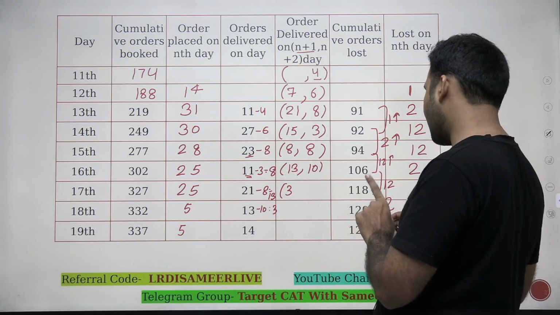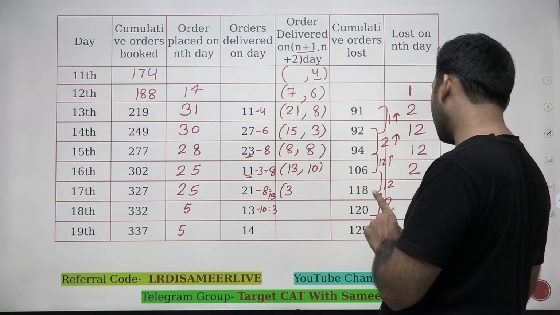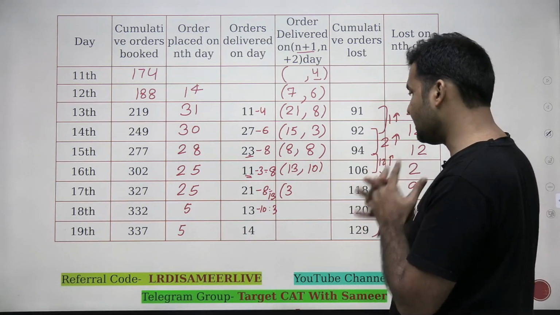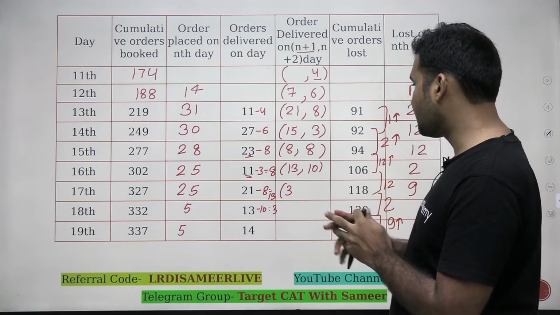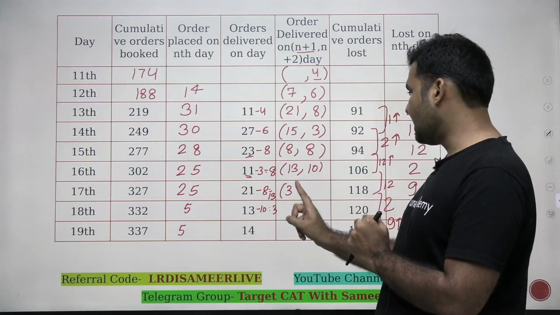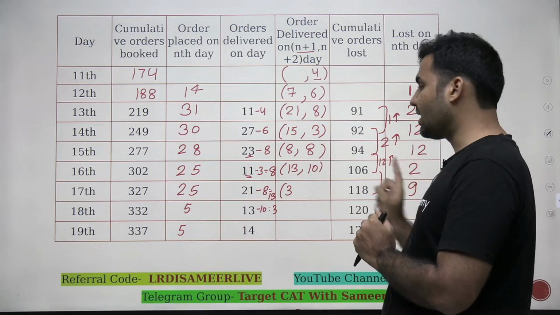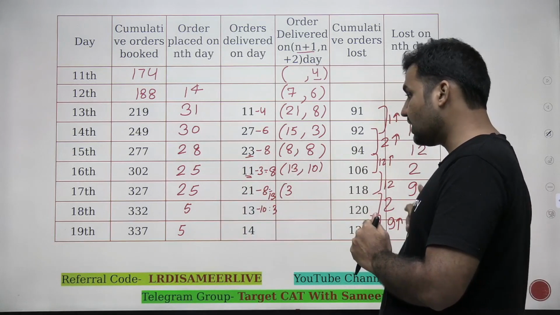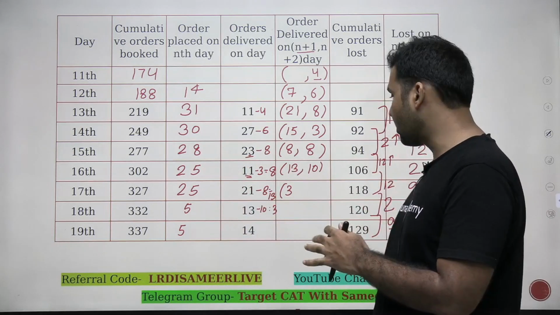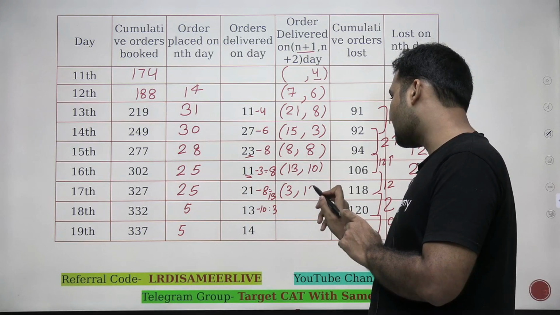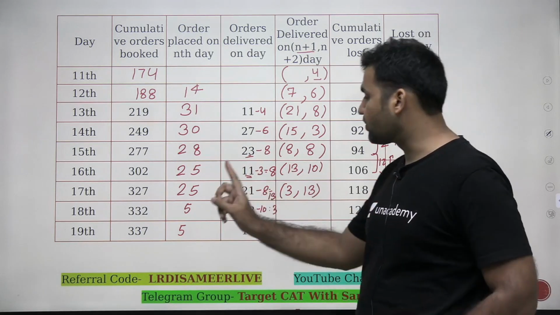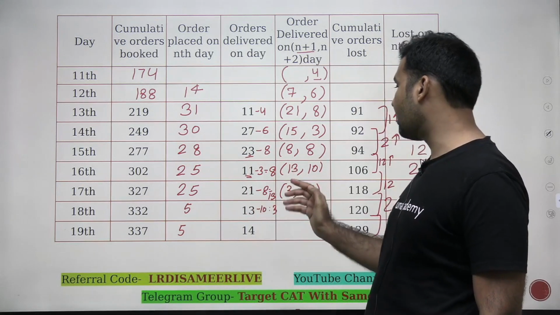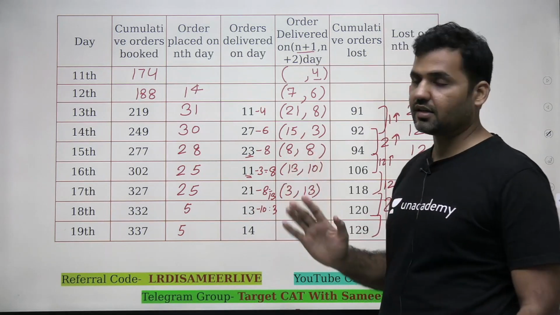And on 19th, the number of lost orders are increased by 9, so this must be lost from the 17th day order placed. Out of 25, 3 are delivered on the next day, 9 are lost. 9 plus 3, 12. Out of 25, I know what is happening with these 12, so I'm left with 13 more orders. So can I say this will be the value that will be coming over here? So out of 25, 13 orders are delivered on the 19th, right?